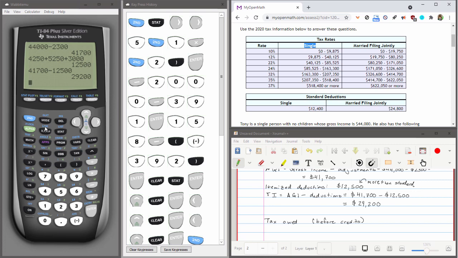I'm going to use the lists on my calculator for this again. So the two rates we're going to use are 10% and 12%. The 10% bracket starts at 0. The 12% bracket starts at $9,875. The 10% tax bracket ends at $9,875. And the 12% bracket ends for Tony at his actual income of $29,200.